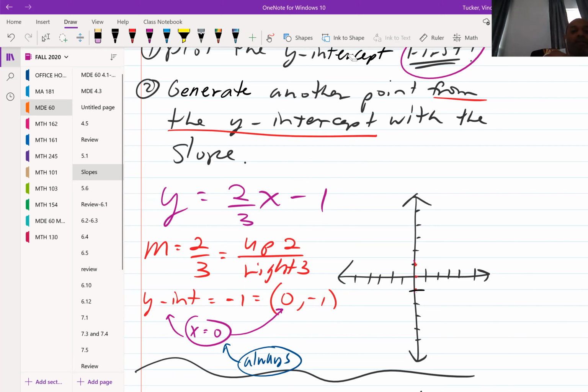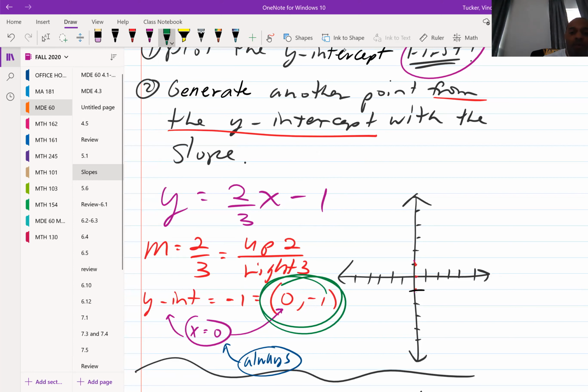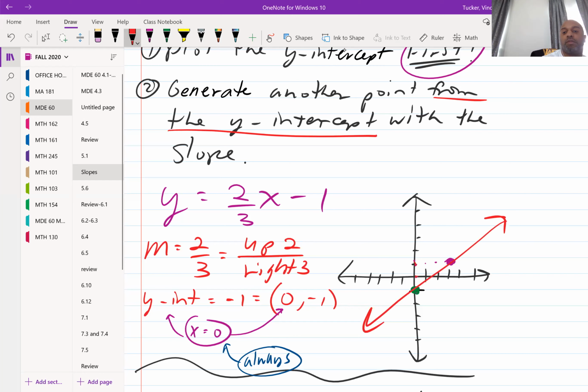So we want to graph it once again. We want to graph this point first, (0, -1). So (0, -1) is right here. Then from the y-intercept, I'm going to go up 2, right 3. And that'll put me right here. That'll be my line. Make sure we're okay.